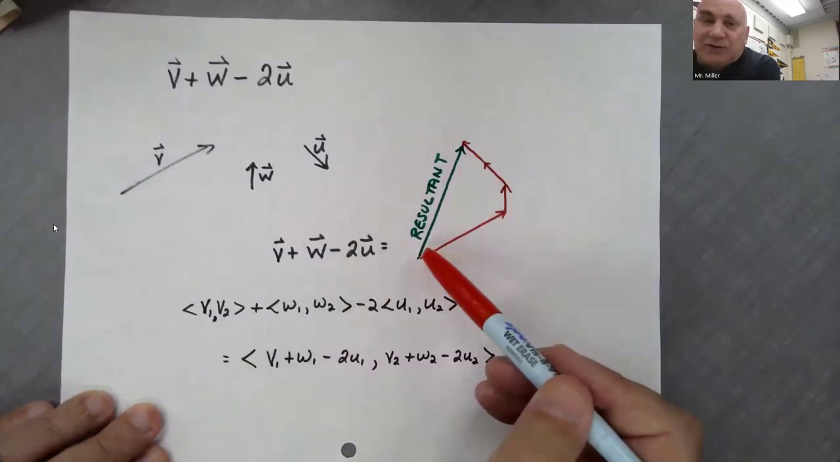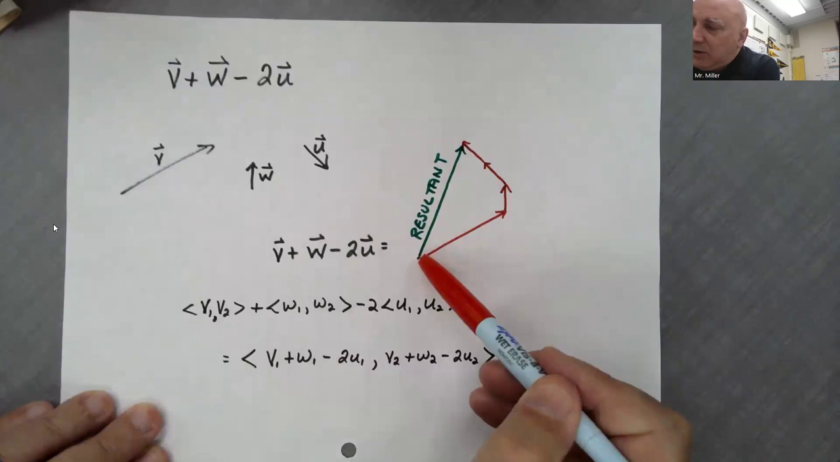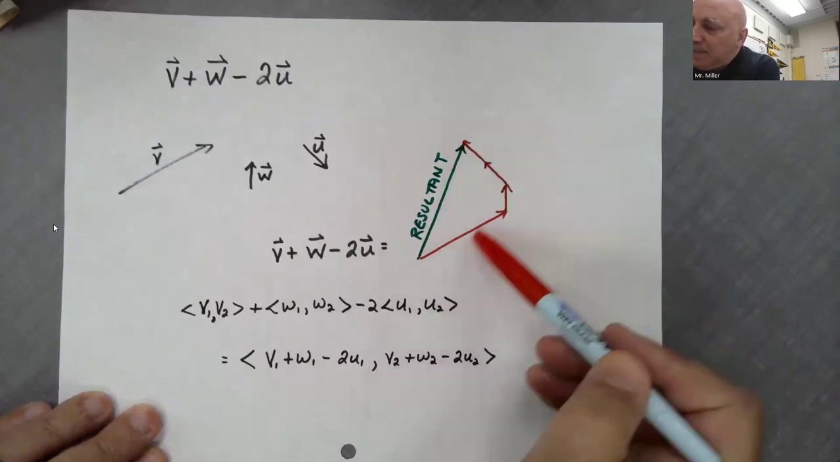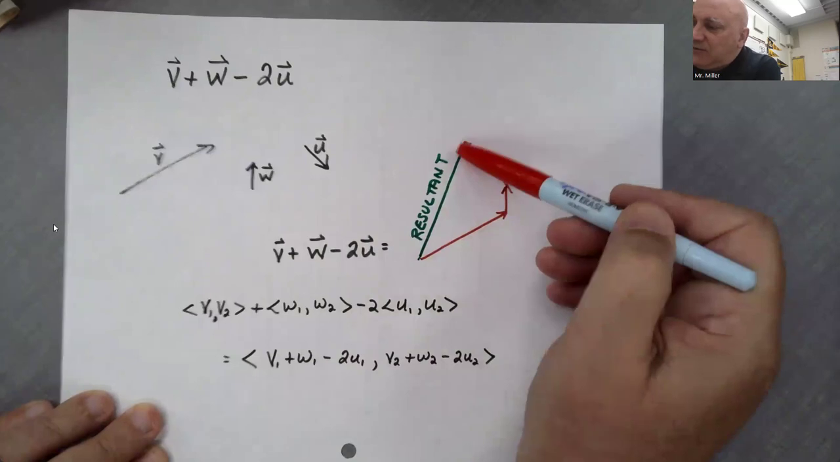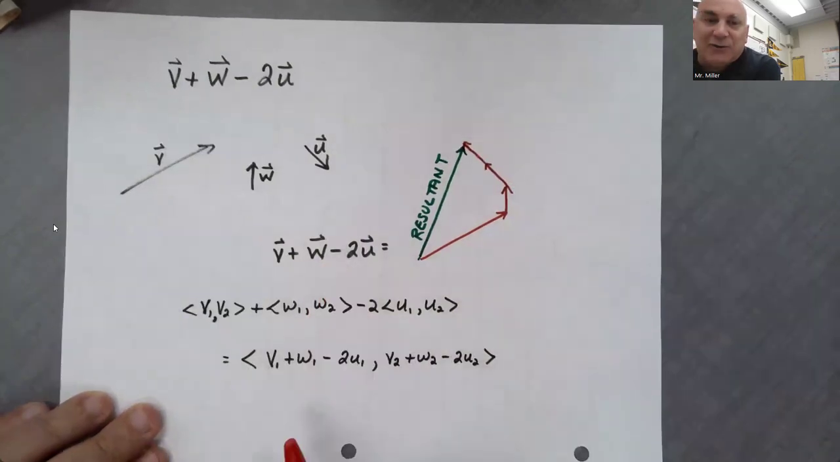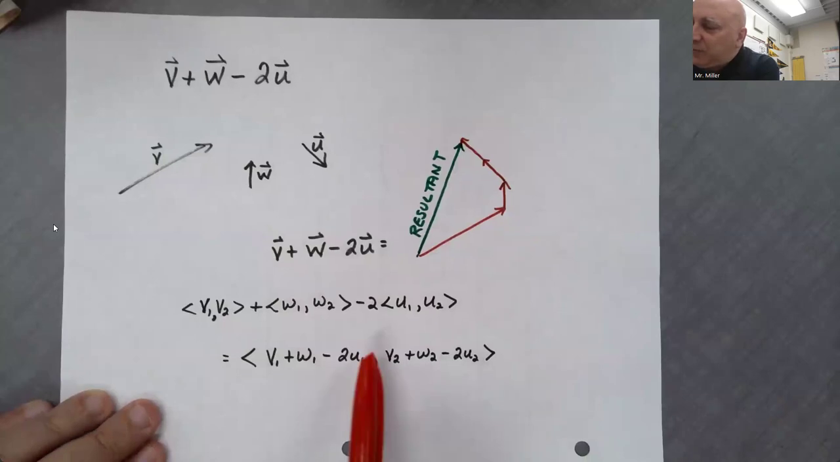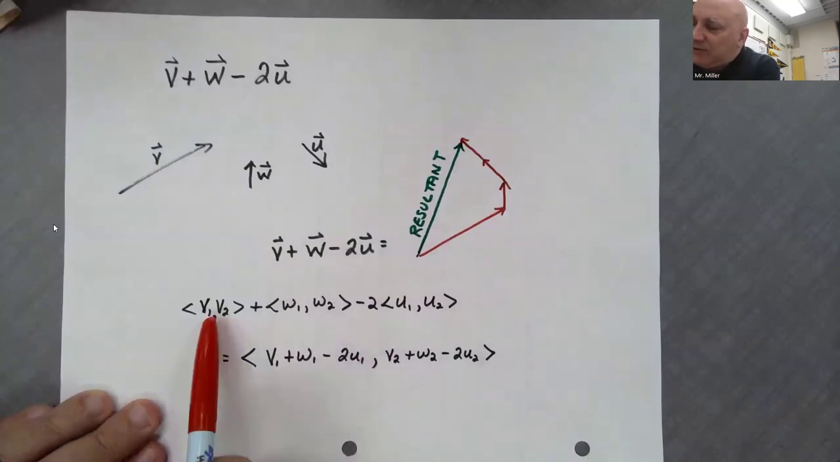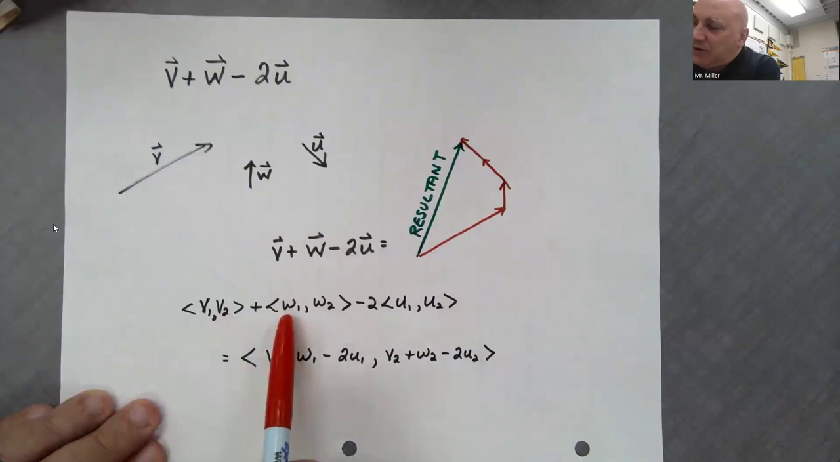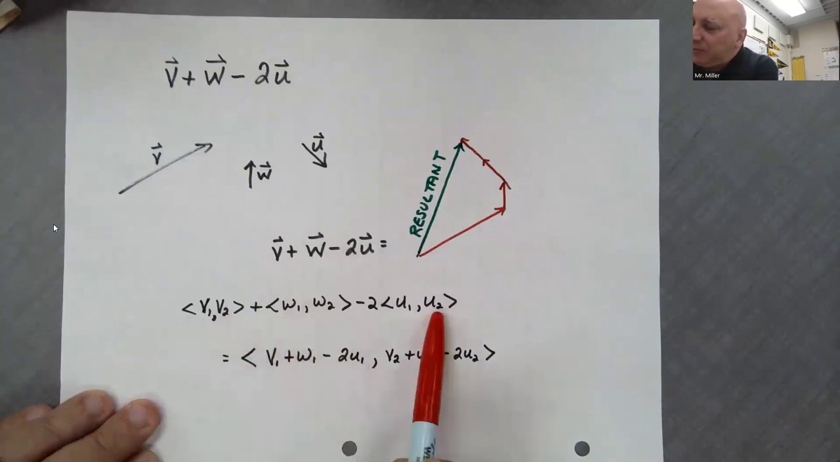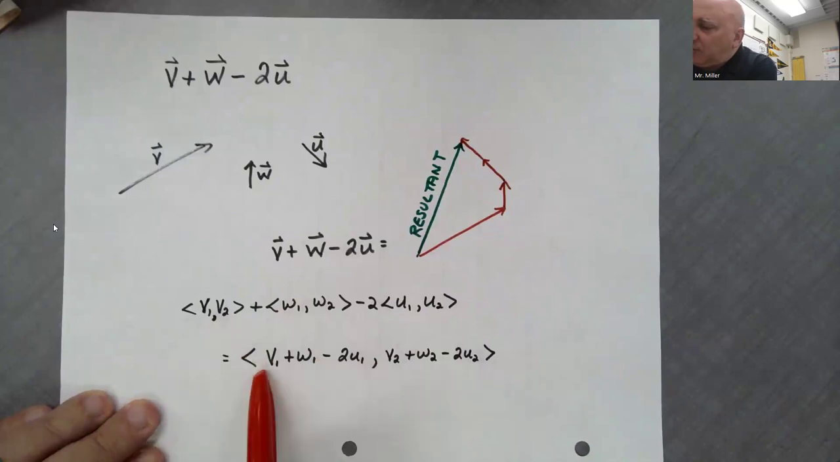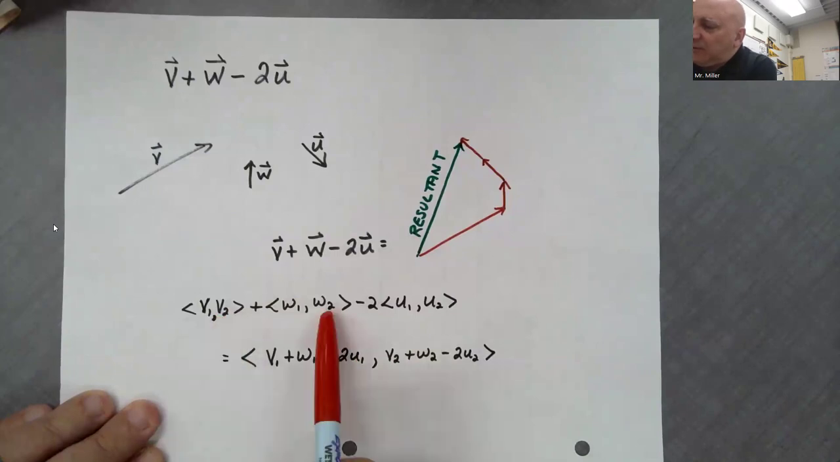So the resultant is we start where we started and we end where we ended. This green vector is v plus w minus 2u. And if we were to do it algebraically, I've written vector v with its components, horizontal and vertical, same with w, same with u. The horizontal component of the resultant would be V1 plus W1 minus 2U1. And the vertical component would be V2 plus W2 minus 2U2.